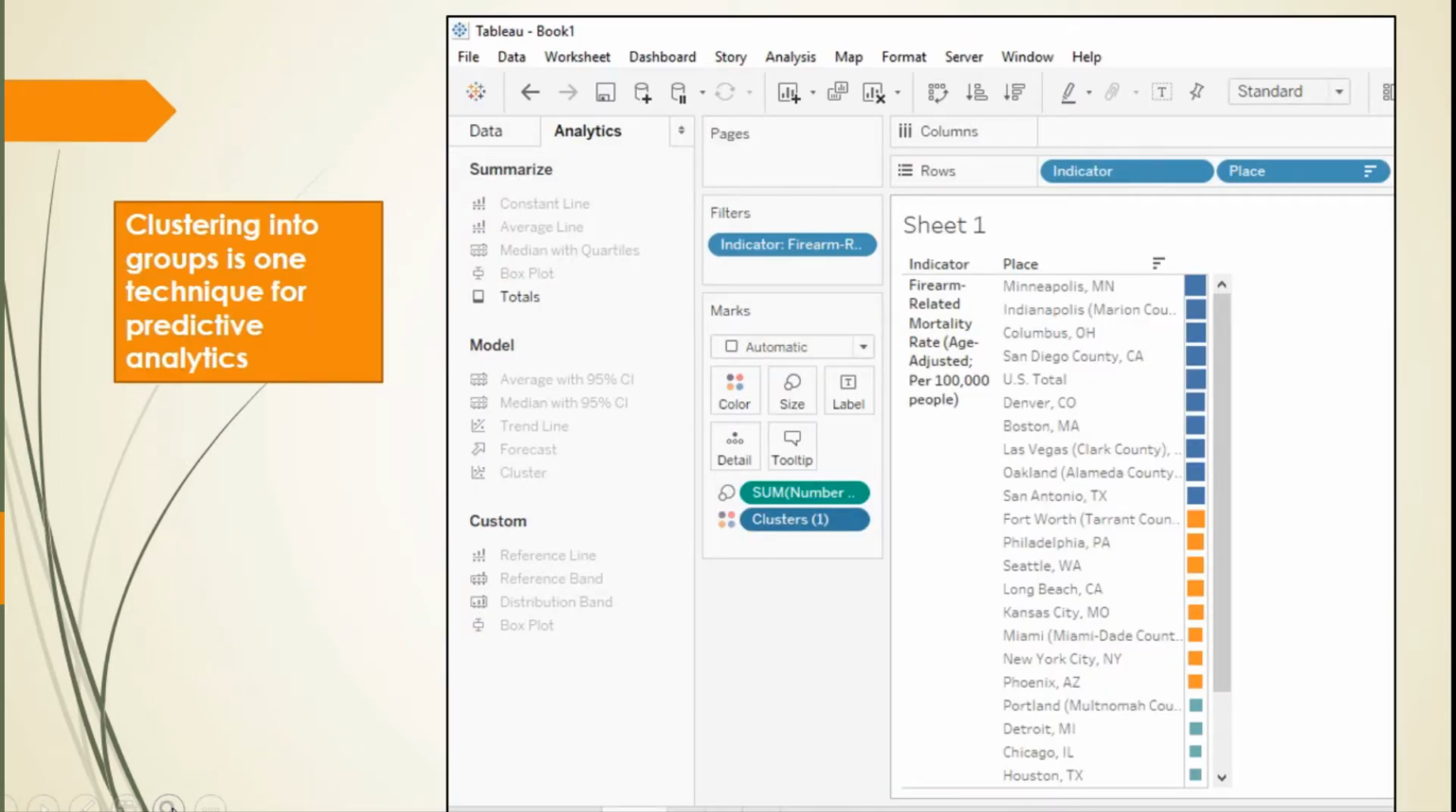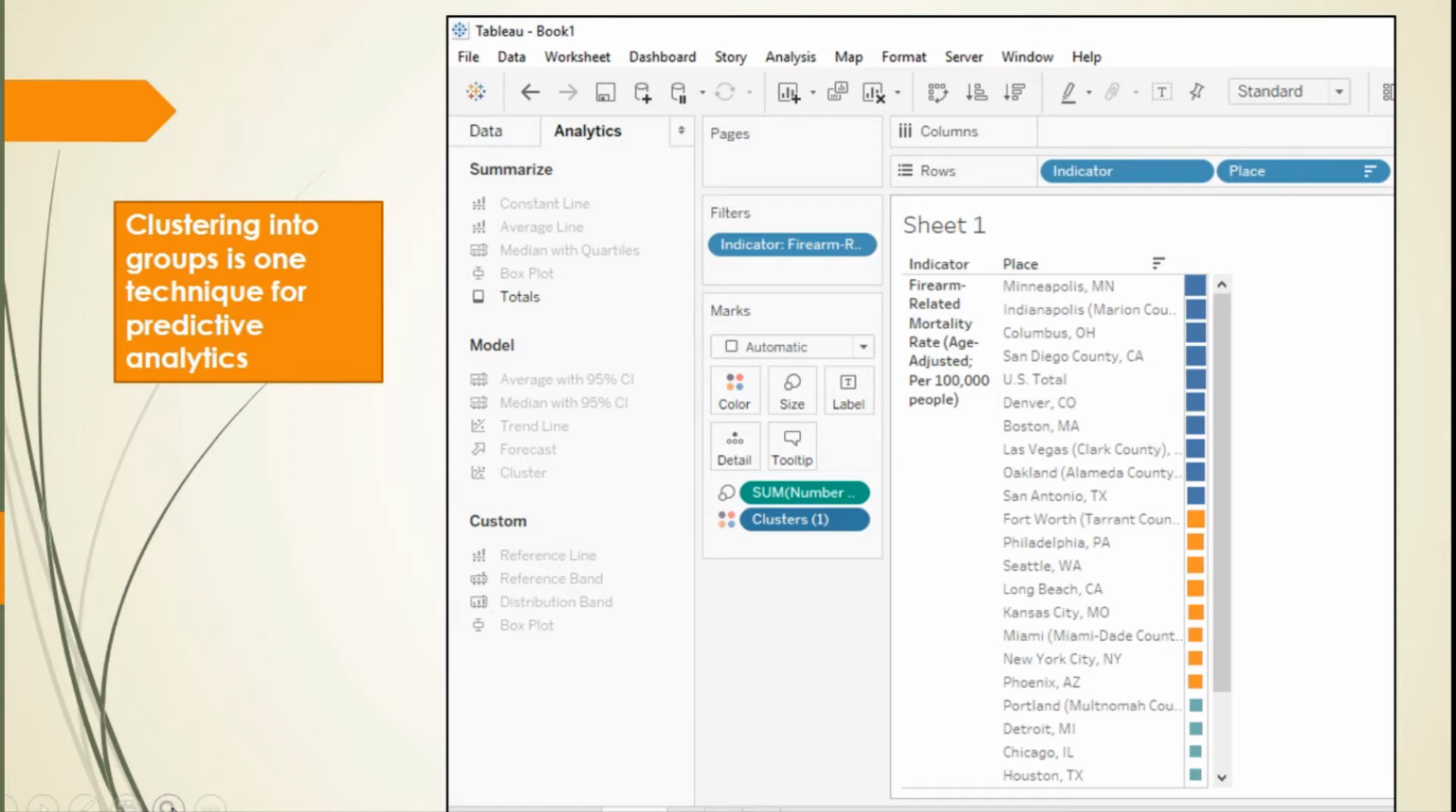So one example would be to cluster data into groups. So this is a different data set than the breast cancer risk one. This is based off of an indicator firearm-related mortality rate based on states, and it's been clustered into 5 groups so that you could see which places or cities in the U.S. would have the highest chance for firearm-related mortality.